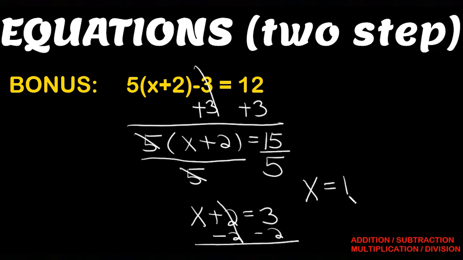Okay? And let's do a quick mental check here. Does it make sense? If I plug it in, again, order of operations. So I'm going to do 1 plus 2, which is 3, times 5, that's going to give me 15, minus 3, that will give me 12, right? So that checks out. Okay, so that is solving two-step equations.